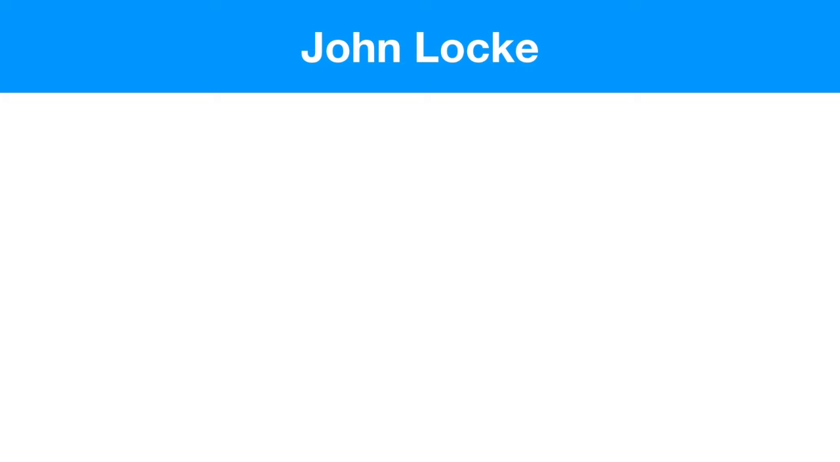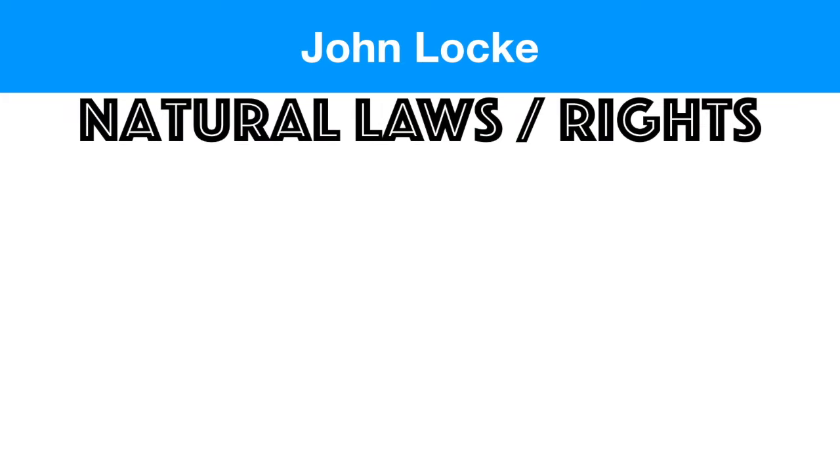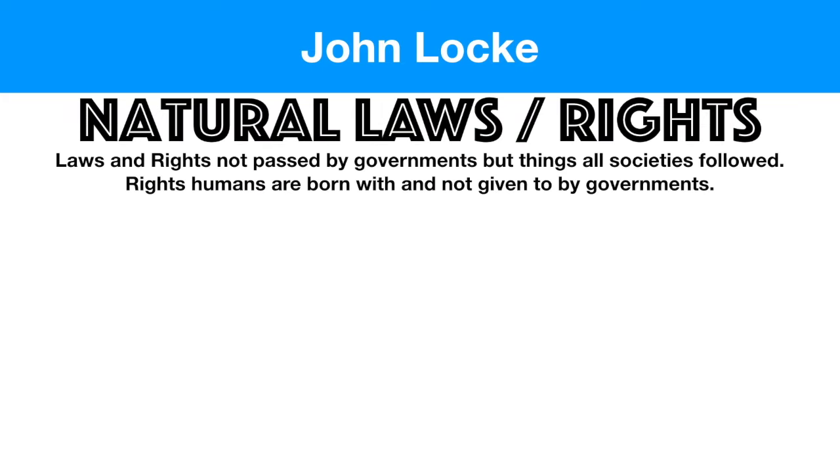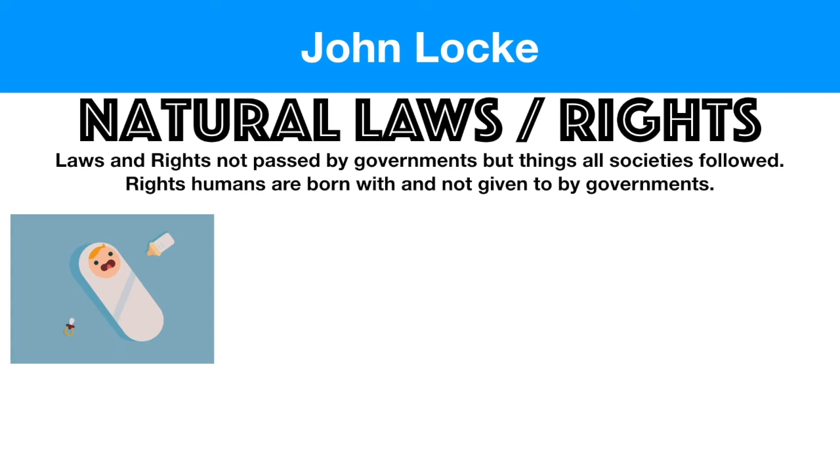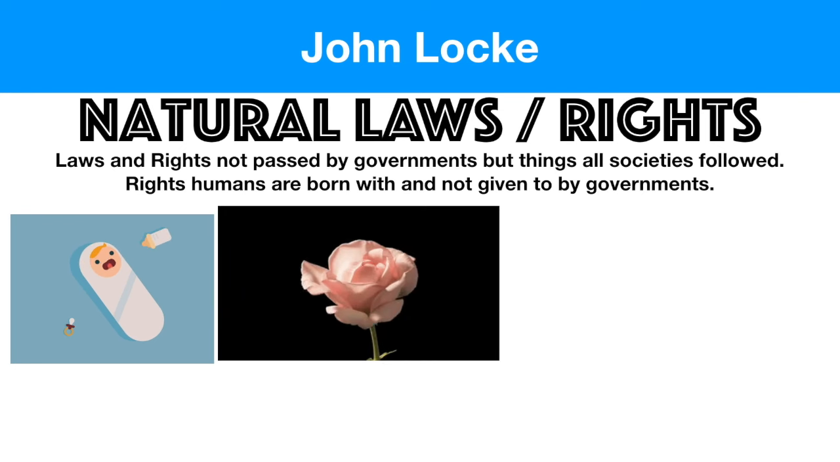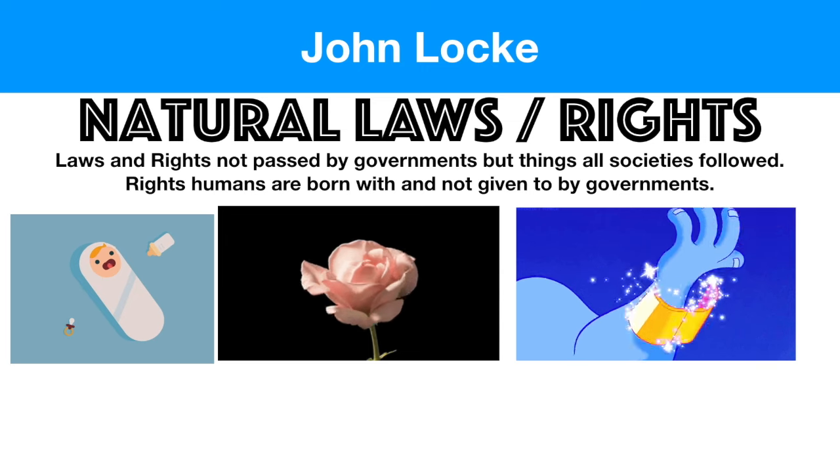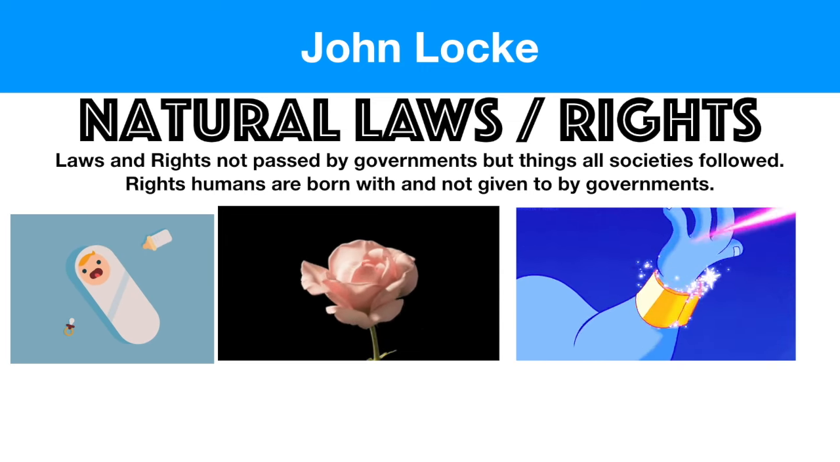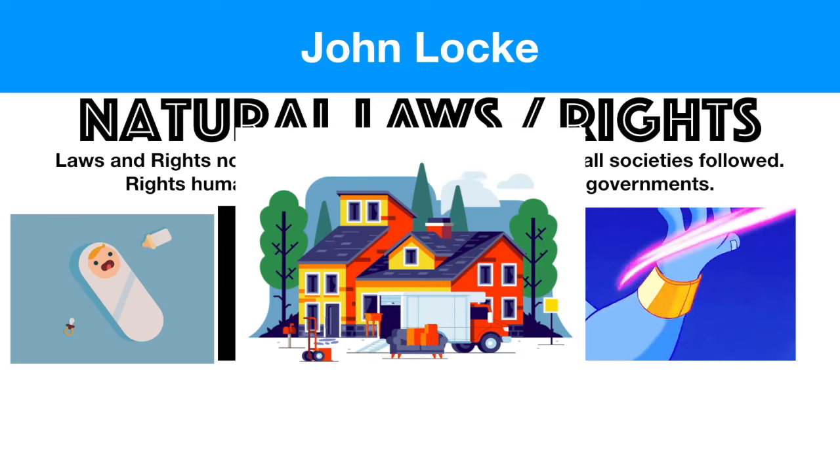Now, John Locke had one more idea. I know, it's a lot. He had one more idea, and that's called natural laws and natural rights. And John Locke basically thought about how human beings are born with these rights. We don't need a government to tell us we have the right to live, or we have the right to be free, or we have the right to own property.